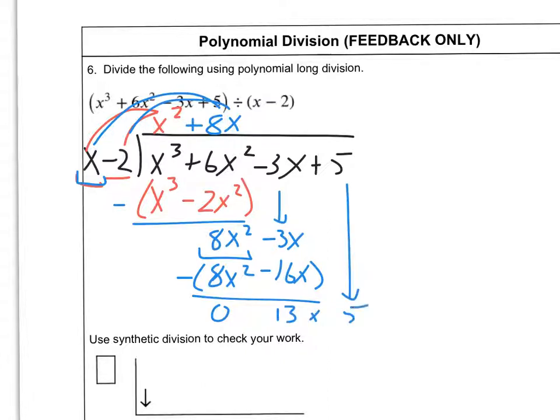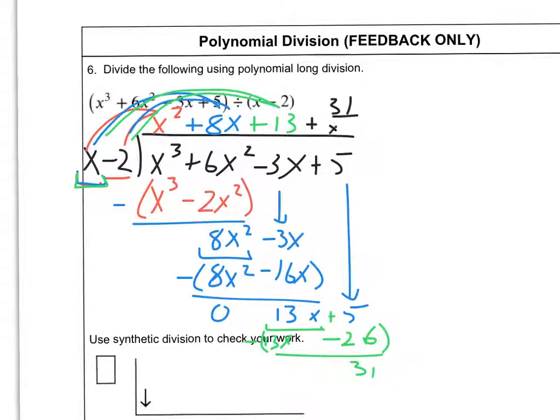Bring down a 5, and I'm going to keep plus there. We're going to do the same thing. To get from x to 13x is going to be plus 13. When I distribute this down, we get 13x, and then minus 26. When I subtract, we get a 31 here. That means that my remainder is 31, so I'm going to write that as 31 over x minus 2.